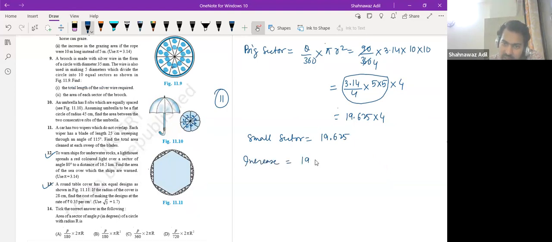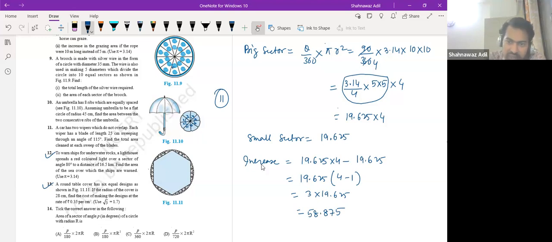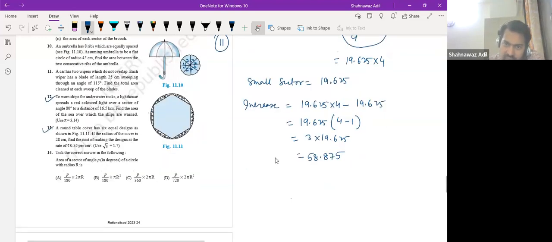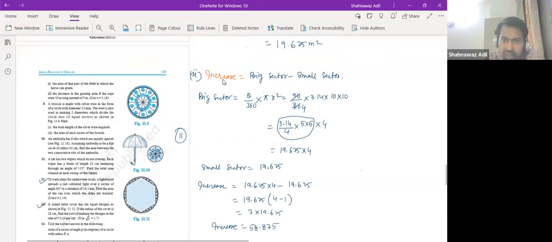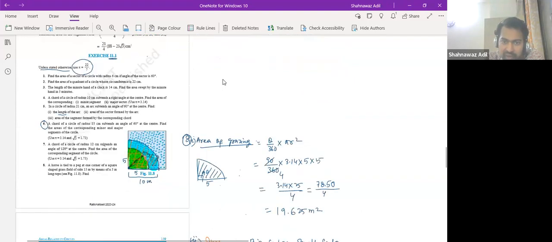So then the increase in area is 19.625 into 4 minus 19.625, which is 19.625 common, 4 minus 1. So this is 3 into 19.625, which is how much? 58.875. Right. This is the increase. Any doubt, guys? No, sir. Then we put it down and then we do the next step.